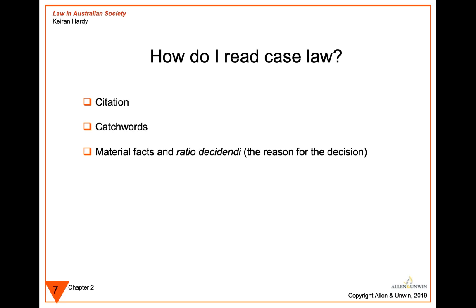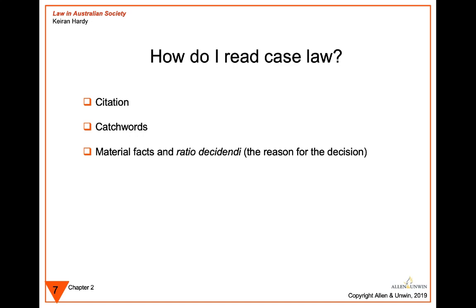Once you find case law via any of these sources, there are a few things to keep an eye out for. The citation, as with legislation, is really important and tells you the basic information about where the decision was made and who the parties were. Next, you should look out for the catchwords. These are keywords at the top of the judgment that will tell you what the judgment is about. And then there are the material facts and the ratio decidendi. This is really what you're reading the judgment for.